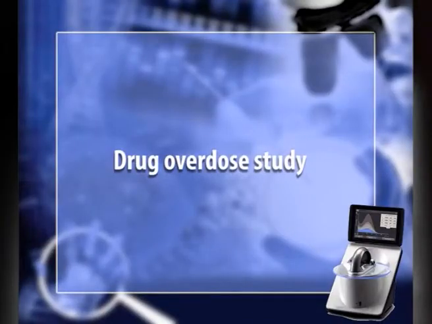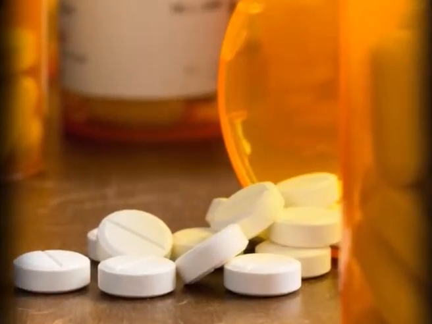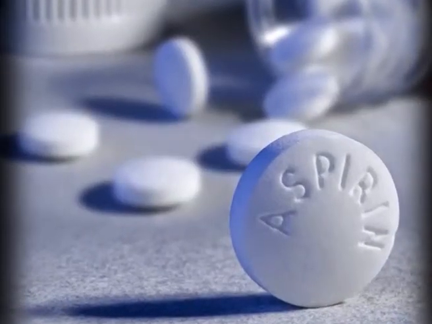Drug overdose study. A drug overdose may lead to death. The case of drug overdose can be studied by UV visible spectroscopy. For example, overdose of aspirin can be studied by studying the UV visible spectra of the blood plasma of a person with an overdose of aspirin.